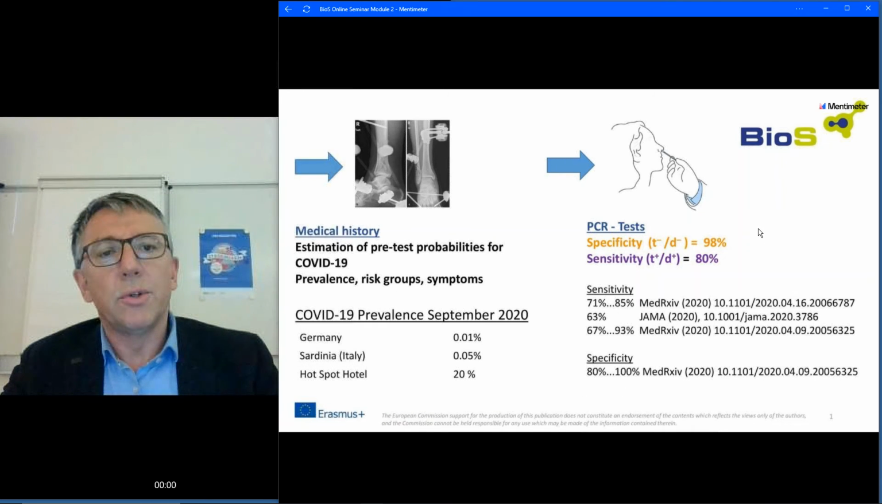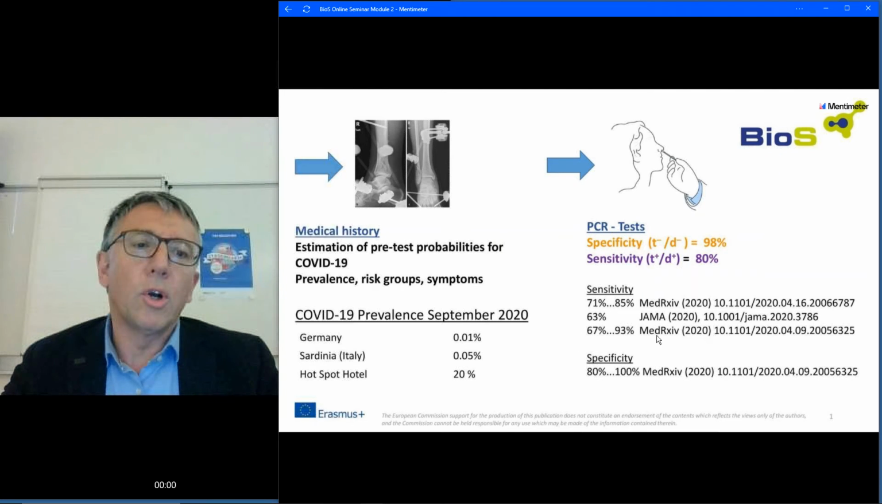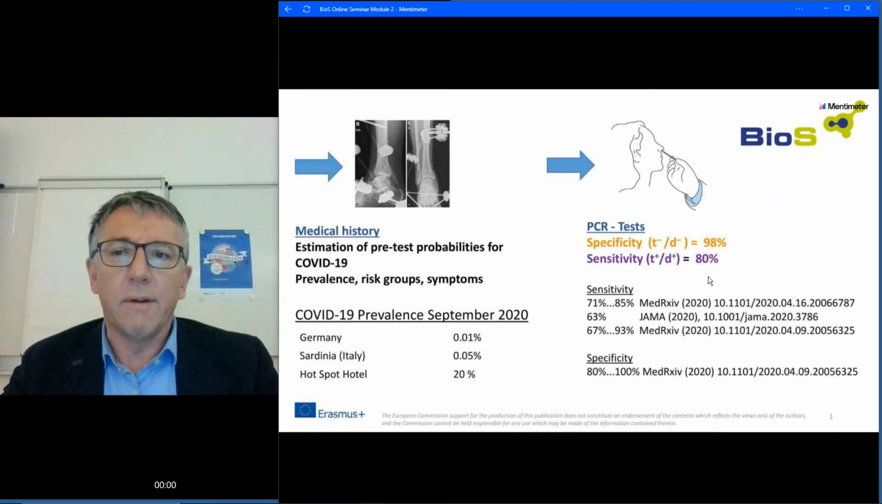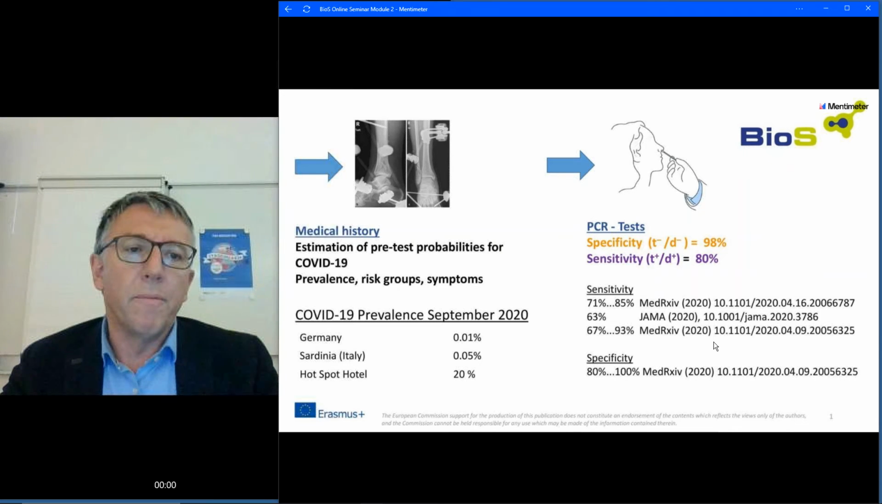The next information that you need to know is about the specificity and sensitivity of the PCR test being performed in individuals. Those tests are around for not longer than 6 months, because they had to be developed after the coronavirus had been detected. And so you see that the publications that report the sensitivity and specificity of those tests are very, very recent publications. And the numbers have a wide margin.